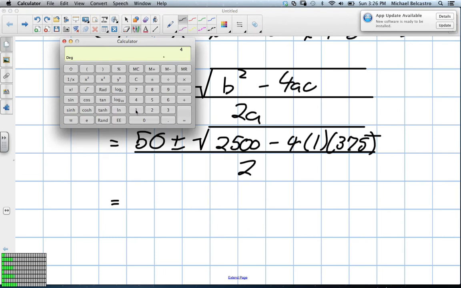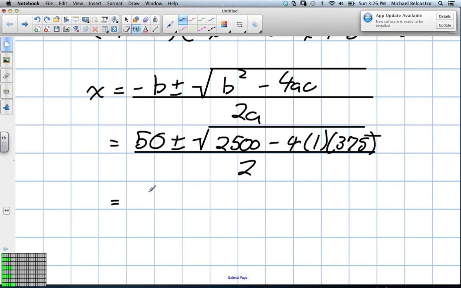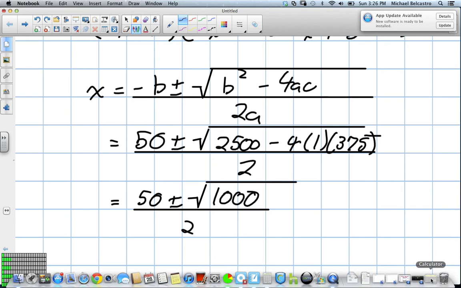All right, let's do this underneath our square root very quickly. 4 by 1 by 375 is 1,500. And we know we have 2,500, subtract 1,500, right? So minus 2,500. We're just going to get the positive value of that, so 1,000. So we have 50 plus or minus the square root of 1,000, divided by 2.